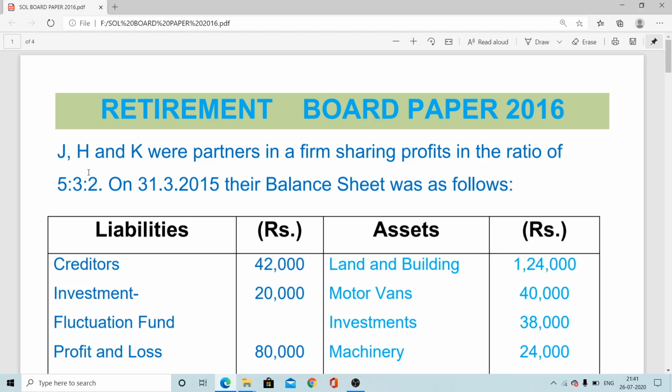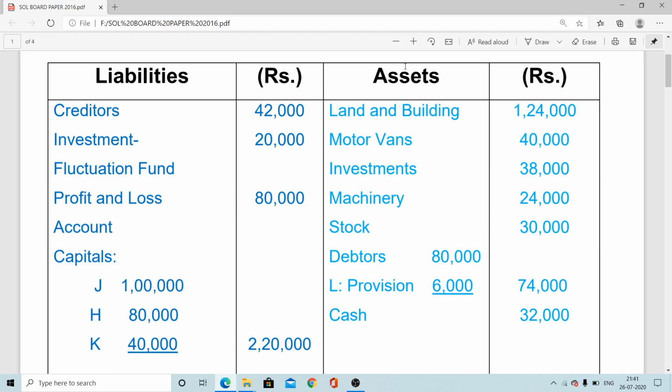Here there are three partners, J, H, and K, in their profit sharing ratio 5:3:2 on 31st March 2015. That is their financial position. All are known terms: land, building, motor van, investment, machinery. These are fixed assets, and these are all current assets: stock, debtors, and cash. And on this side here, creditors.